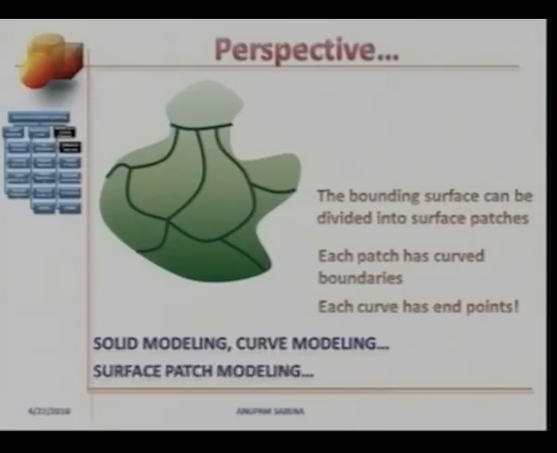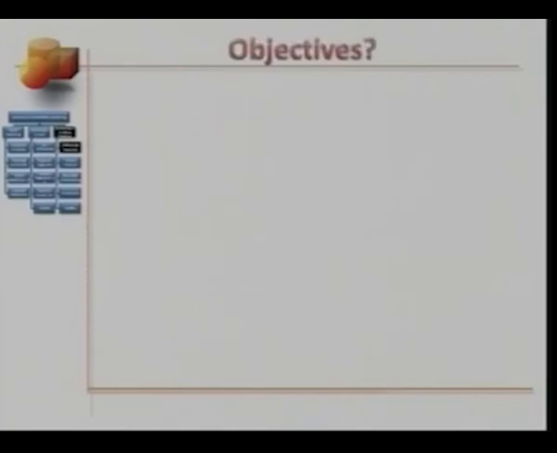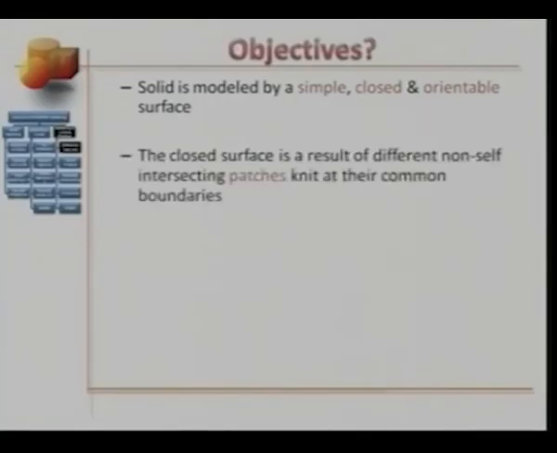It's time for us to move on to surface patch modeling. This is lecture number 33. We start with differential geometry of surfaces. Before we start, what would be our objectives? We know that a solid can be modeled by a simple, closed, and orientable bounding surface. The closed surface is a result of different non-self-intersecting patches knit at their common boundaries.